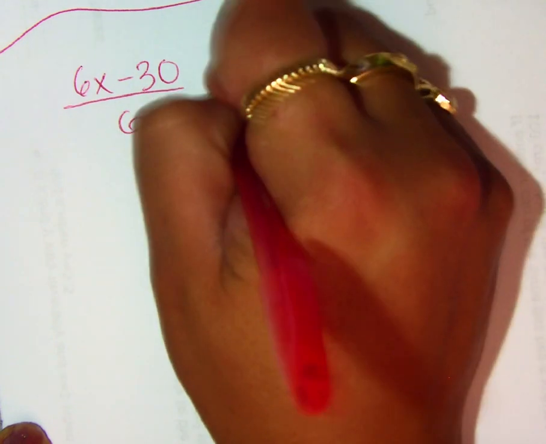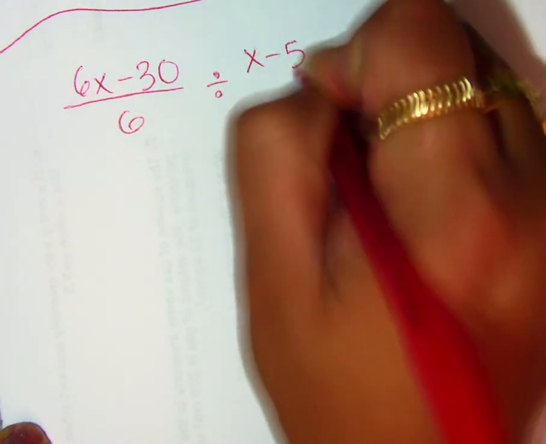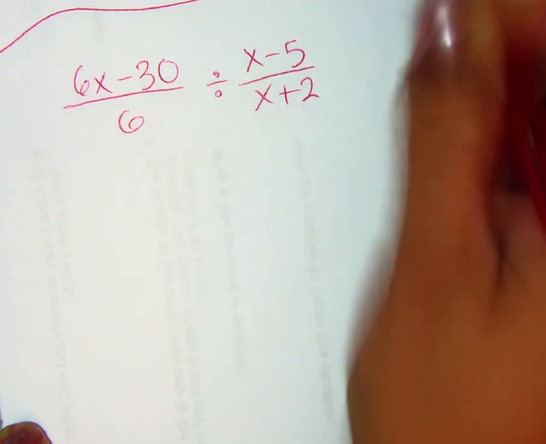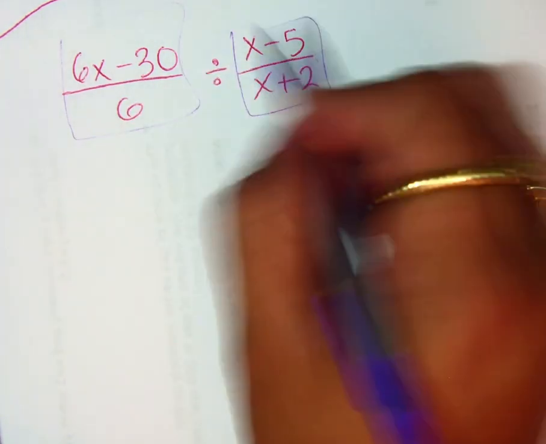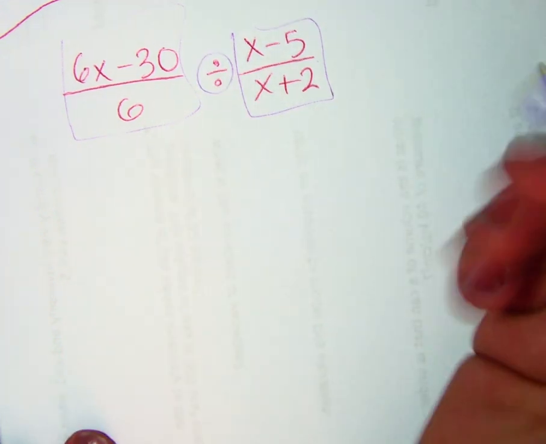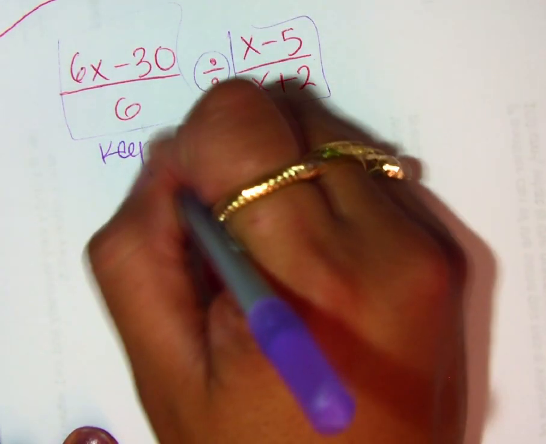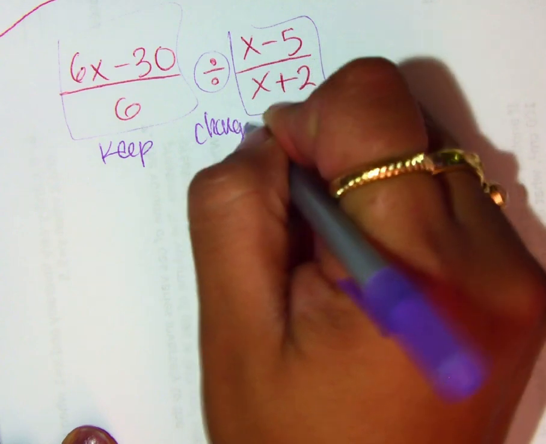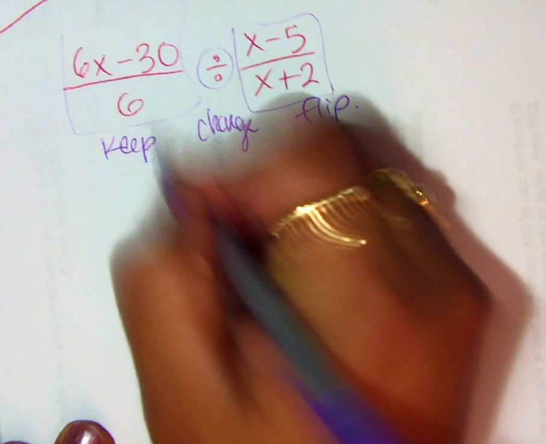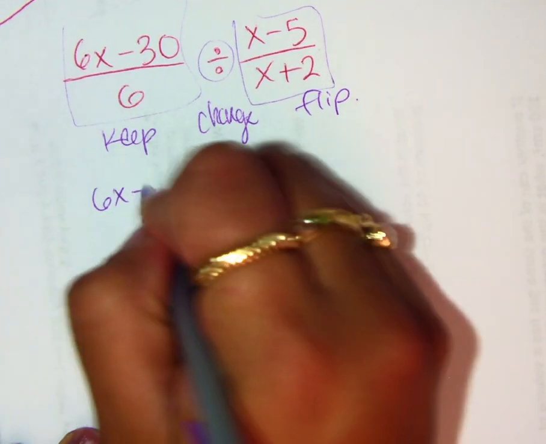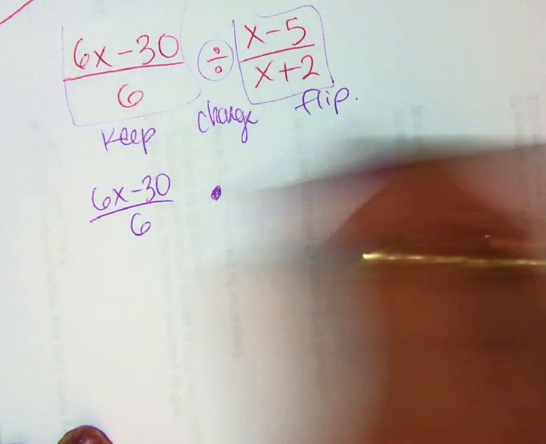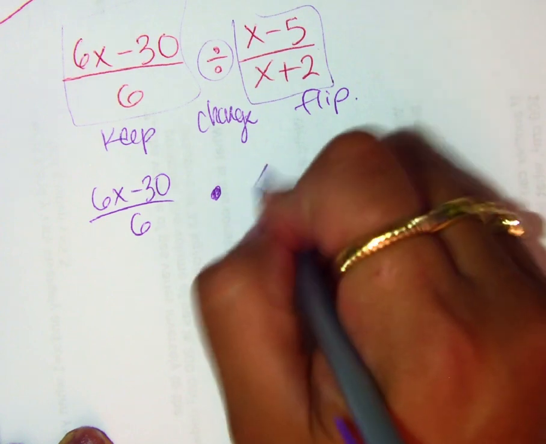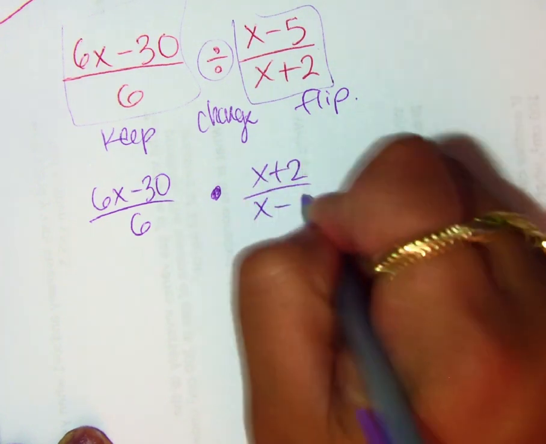6x minus 30 divided by 6 divided by x minus 5 divided by x plus 2. So these fractions are being divided. And whenever we divide fractions, we want to keep, change, flip. So you keep this fraction the way it is. You change this division to a multiplication, and then you flip this. So it's going to have x plus 2 at the top and x minus 5 at the bottom.